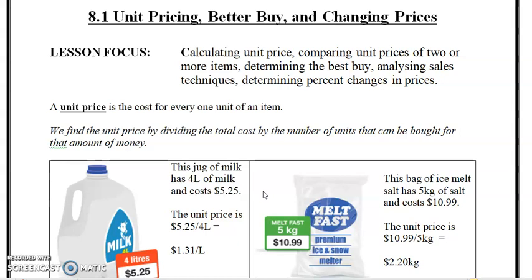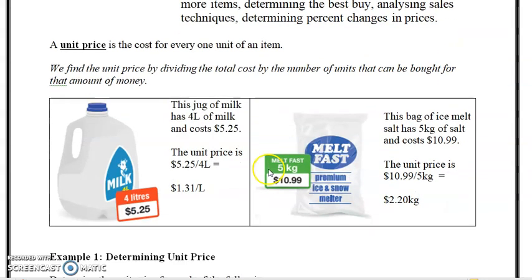The first thing we're going to do here is unit price, and that is the cost for every unit of an item. If we're trying to find the unit price, we divide the total cost by the number of units that can be bought for that amount of money. So in the first one, if we have a 4-liter jug of milk that's worth $5.25, we're looking for the amount it costs per liter. So we take 5.25 divided by 4, and we get $1.31 per liter.